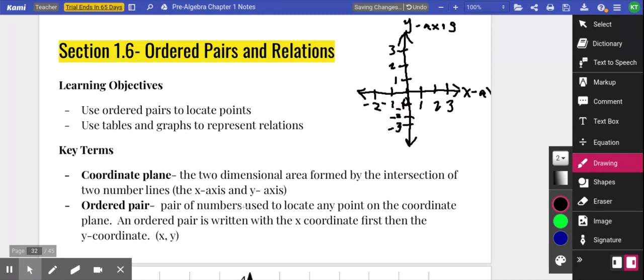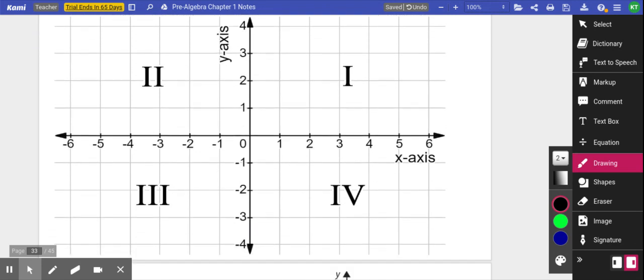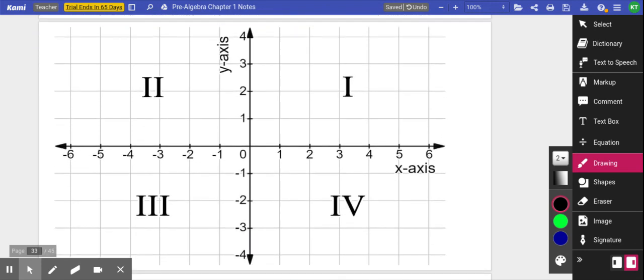An ordered pair is a pair of numbers used to locate any point on the coordinate plane. When you write an ordered pair, it's written with the x-coordinate first and then the y-coordinate in parentheses. That looks something like this. So the point (2, 4) would be a point on the coordinate plane where we'd go 2 over on the x, and we'd go 4 up on the y. That describes its location.